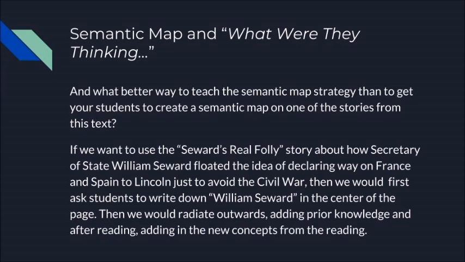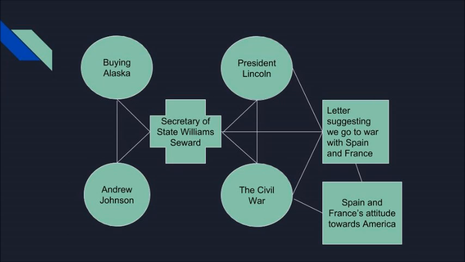So for this story, I would put Seward in the center of the page and ask the students to write down everything they could think of about him and all the prior knowledge they had about him, which would be his Alaska purchase, working under Lincoln, Johnson, and working during the Civil War. So then after reading the passage, I would talk about the letter suggesting we go to war with France and Spain, and France and Spain's attitude towards America, and I would add both of those to the outside of the map. Especially if this was our first time working with semantic map, I think that would be a pretty basic and easy to understand lesson to do this with.